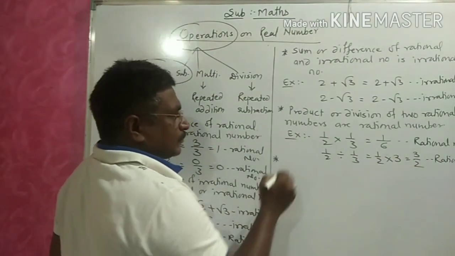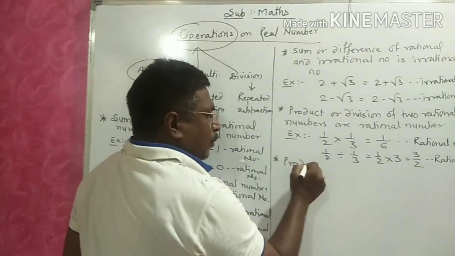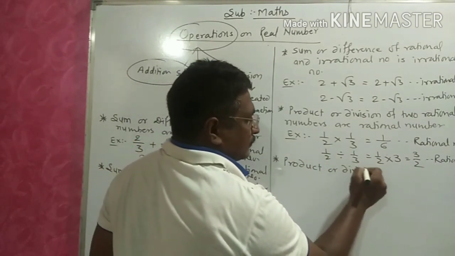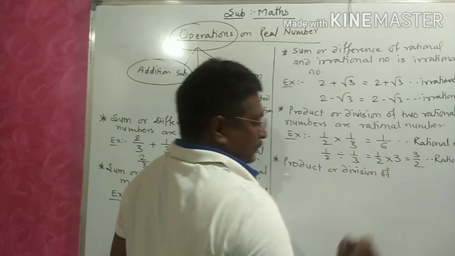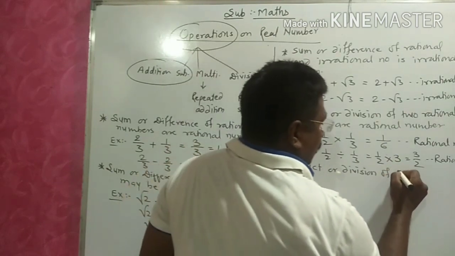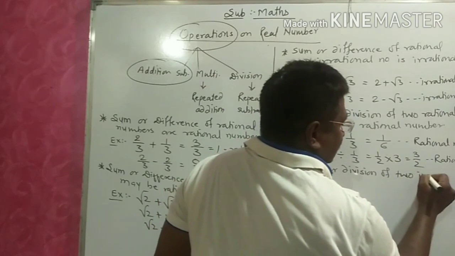Next, product or division of two irrational numbers.